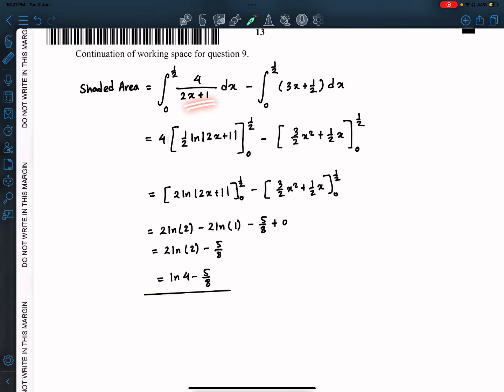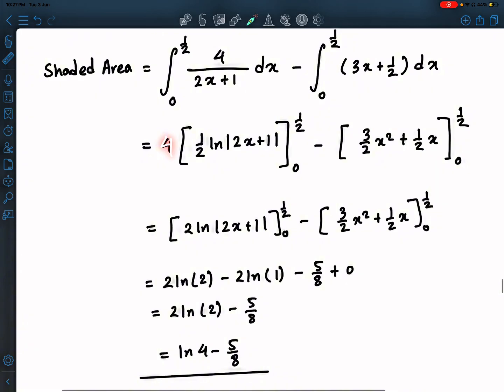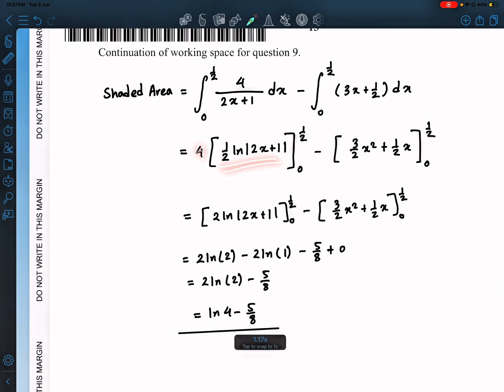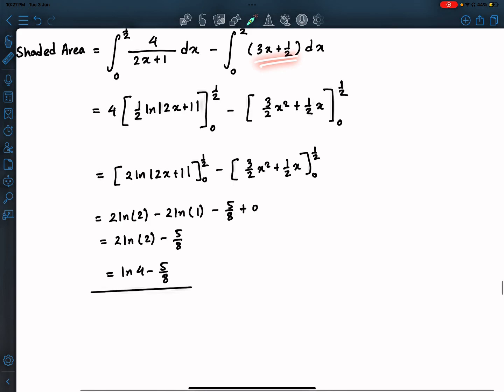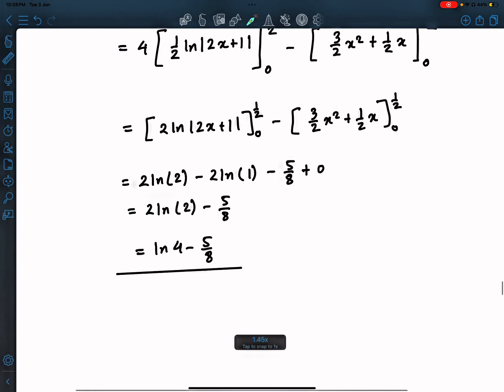This is a simple rational function, where the integral of any rational function of 1 over ax plus b is simply given by 1 over a ln of the absolute value of ax plus b. So we can take the 4 out and find the integral of our natural function. And this is a simple polynomial where we raise the power by 1 and divide by the reciprocal. We simplify it further. We can bring the 4 inside, and then it becomes 2 ln of twice x plus 1.